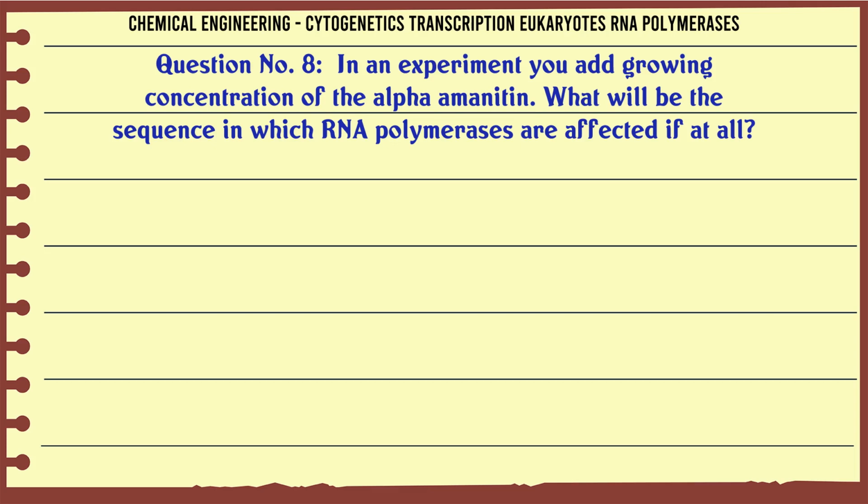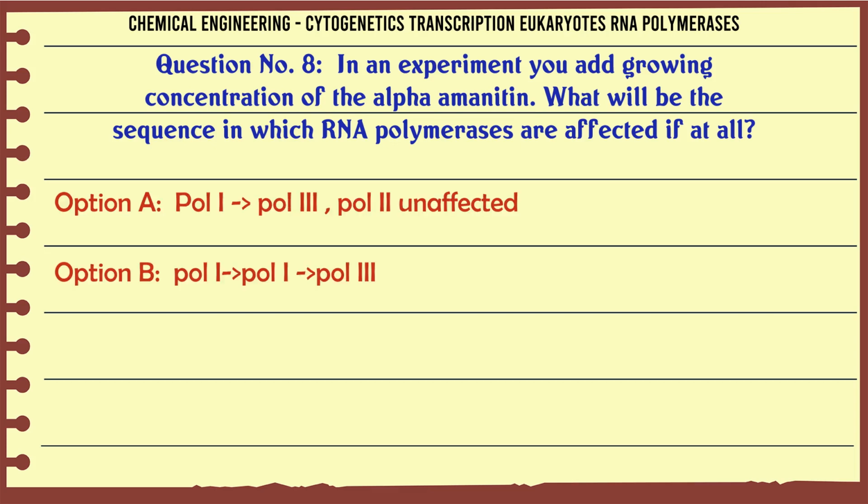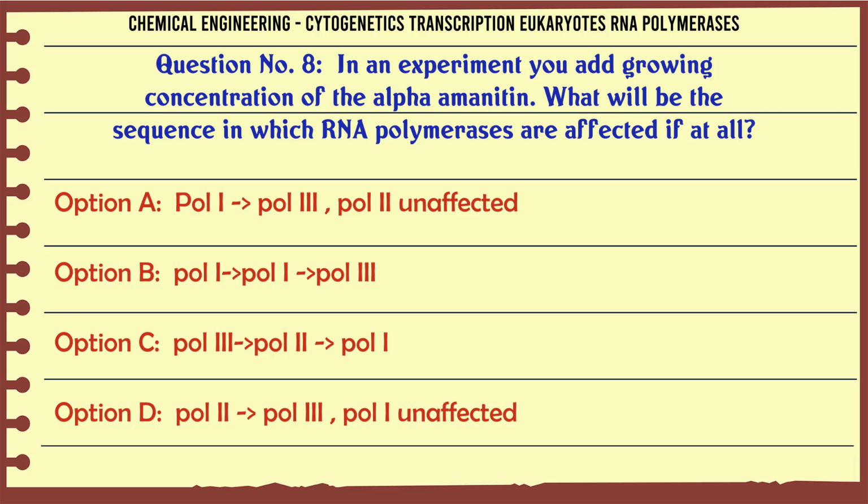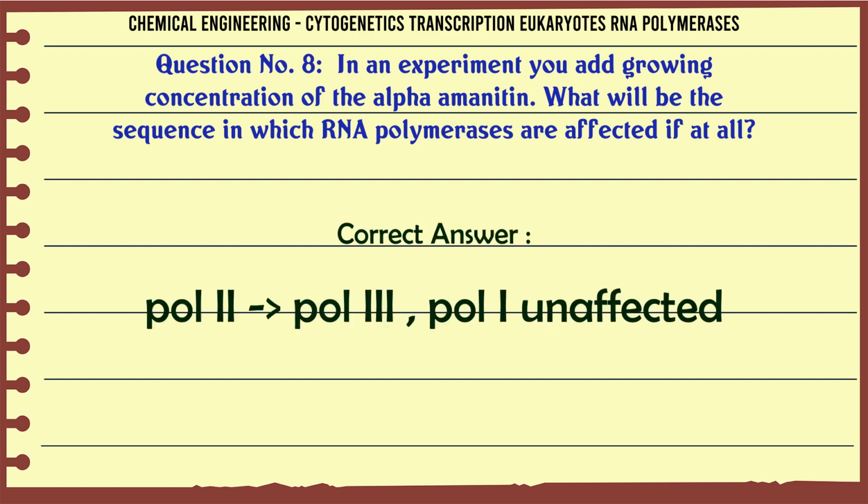In an experiment you add growing concentrations of alpha amanitin. What will be the sequence in which RNA polymerases are affected, if at all? A: pol I, pol 3, pol 2, unaffected. B: pol I, pol 3. C: pol 3, pol 2, pol I. D: pol 2, pol 3, pol I unaffected. The correct answer is pol 2, pol 3, pol I unaffected.